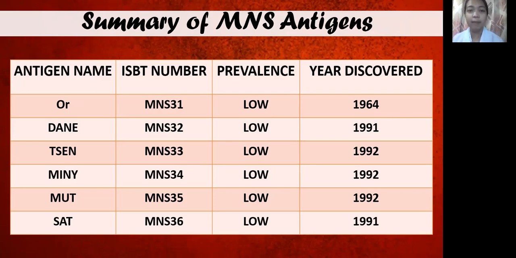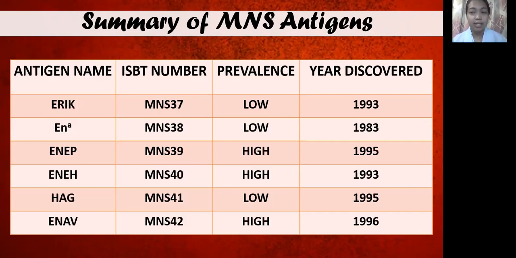Antigen MOT or MUT is MNS35. It has low prevalence and discovered also in the year 1992. Another antigen is SAT. It is MNS36. It has a low prevalence and it was also discovered in the year 1991. So another antigen is ERIK. It is MNS37. It has low prevalence. It was discovered in the year 1993.